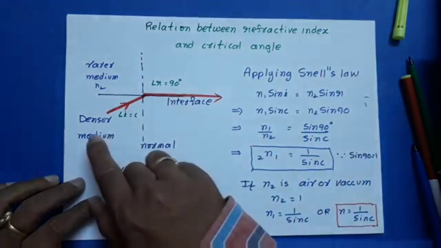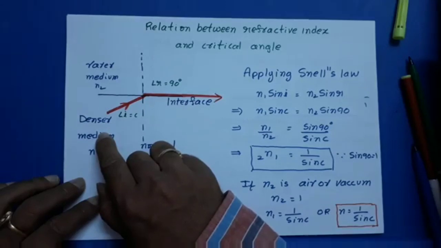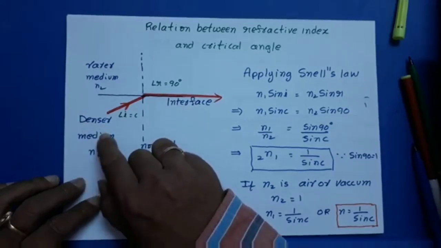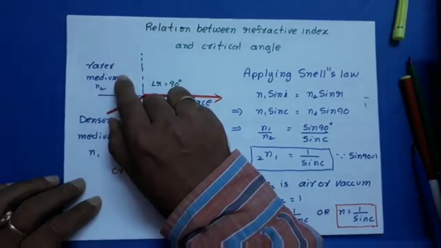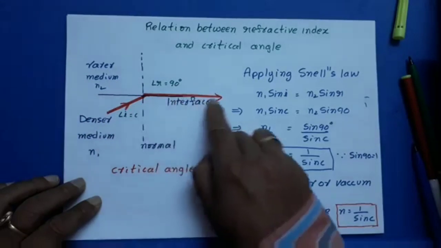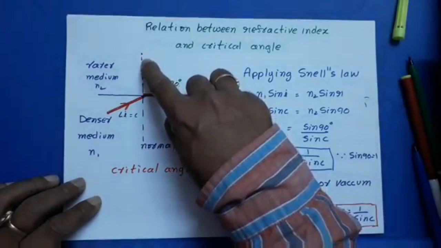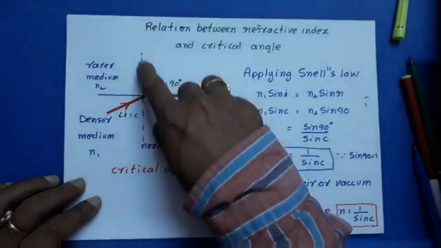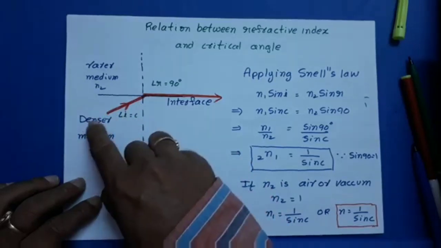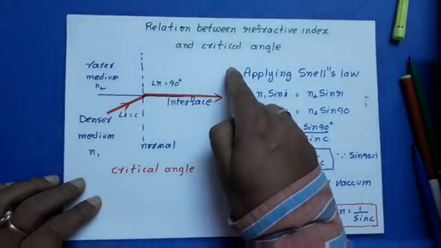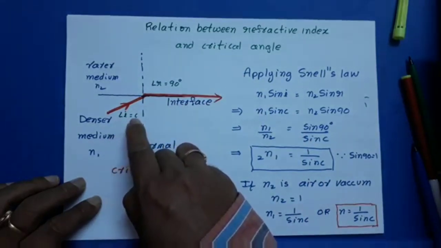Okay, now this is a denser medium, maybe water or glass. This is a rarer medium, maybe air or vacuum. What is this? Surface of separation or interface. This is the normal drawn to surface of separation. A light ray is passing from denser medium into rarer medium. Okay, now angle of incidence is equal to critical angle.